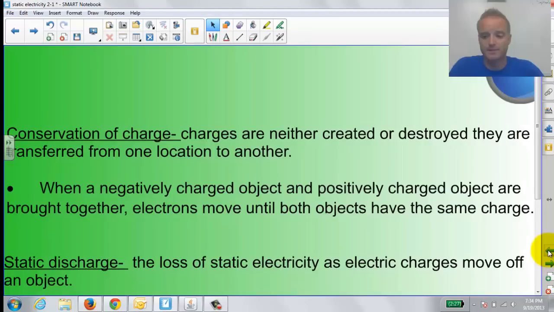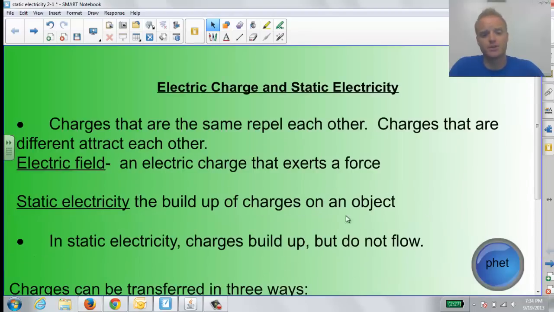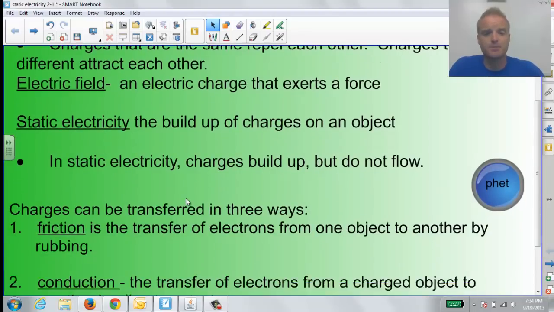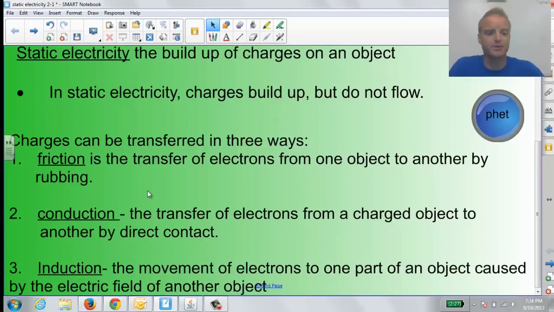All right, we're going to jump back. So how do we create these electric charges? How do we build up charges on an object? There's three main ways we can build up charges, or they can be transferred in objects. The first one is friction. Friction is a transfer of electrons from one object to another by rubbing.